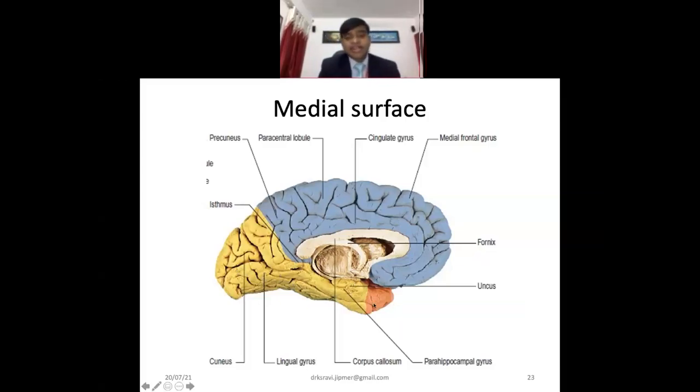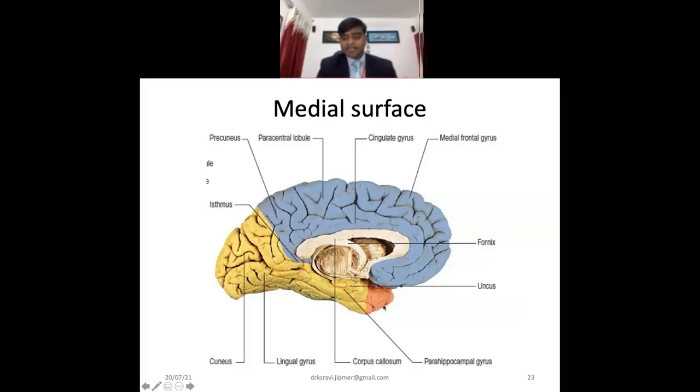And this portion is supplied by the middle cerebral artery, that is the orbital part. So I said, even the medial surface is supplied by all three arteries: the anterior cerebral artery chiefly, and then the posterior cerebral artery, and then the middle cerebral artery.